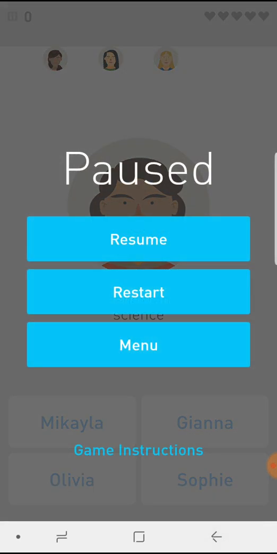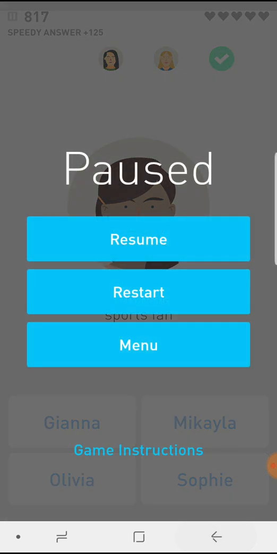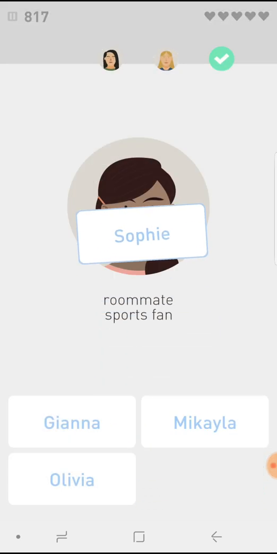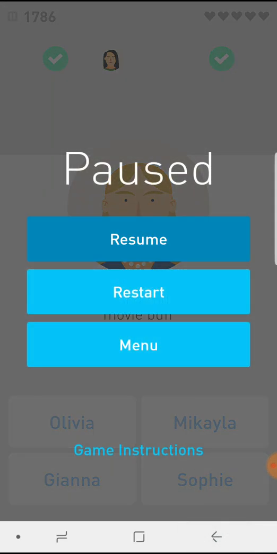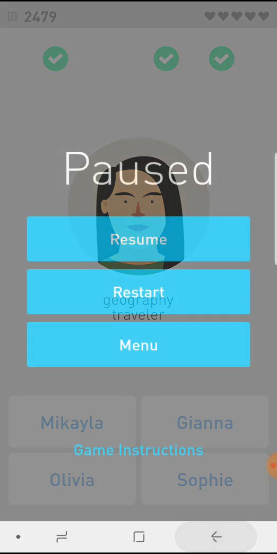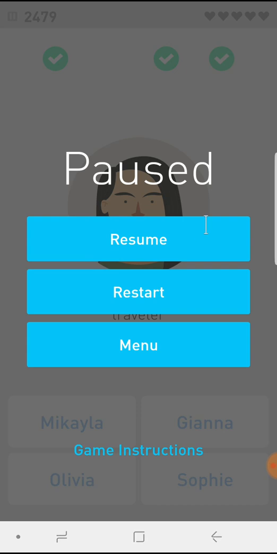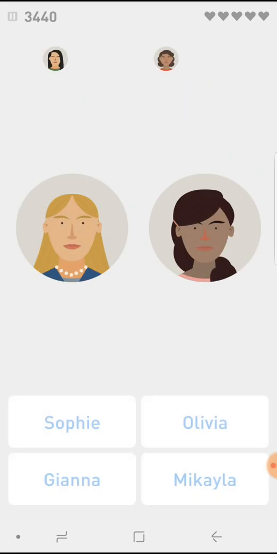So quite clearly we have here this one, that was Olivia, as you remember, because she was the oceanography scientist. Then we've got this one here. Now this was Sophie, and I can tell because she's got that sort of Sophie pigtail, and she was the sports fan, Sophie, yeah. Then we've got this one, and this was, no, hang on, bloody hell, movie. This one was Michaela, Spring Roll movie buff Michaela. And then that one was Geography Gianna. Sometimes you want to use a bit of alliteration with this. So there's Geography Gianna. Then what we're asked to do is order them.